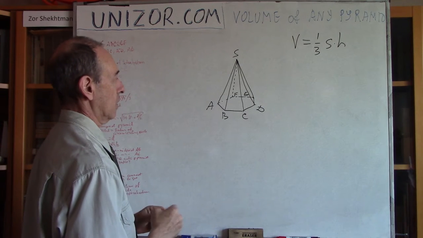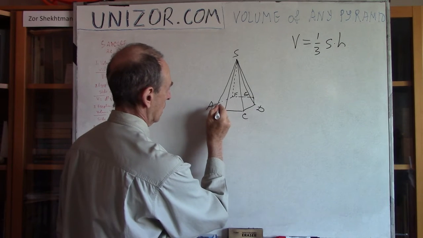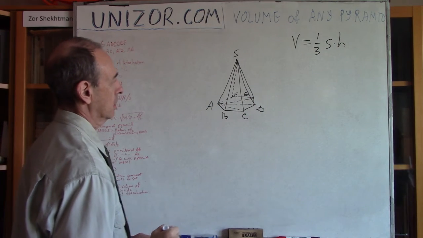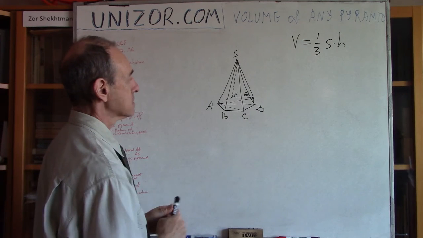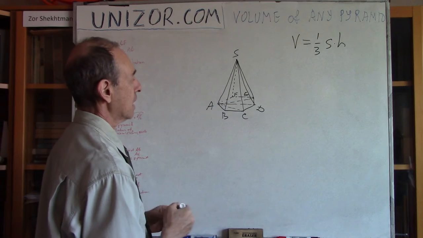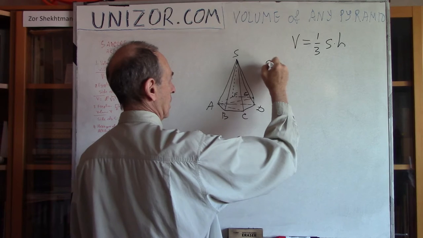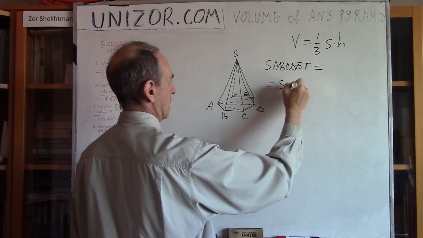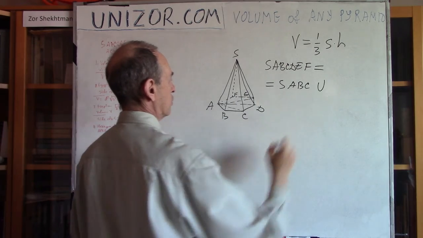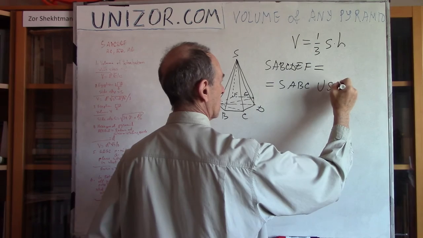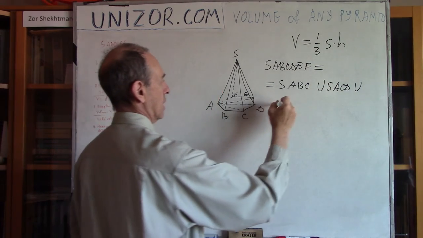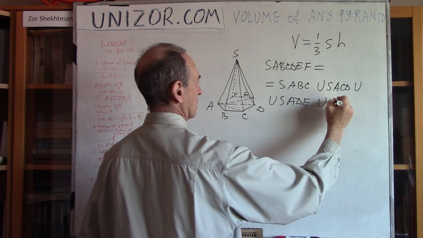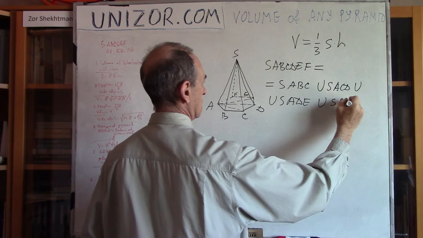Now, what I'm going to do right now, I will draw three diagonals from A to C, from A to D, and from A to E. Now, I can consider my hexagonal pyramid as a combination of four pyramids: SABCDEF equals SABC union SACD union SADE and union SAEF.